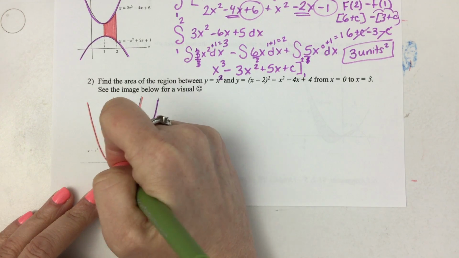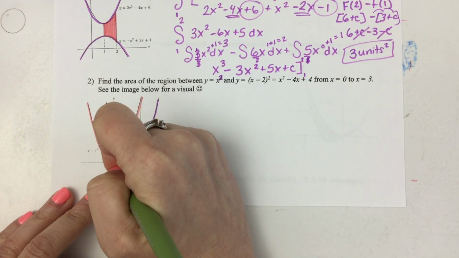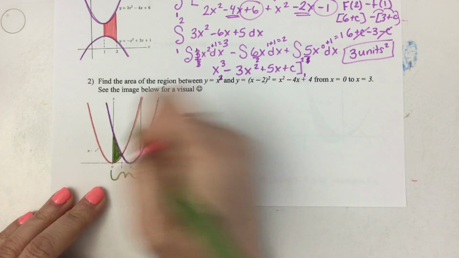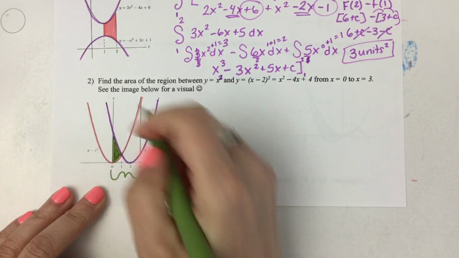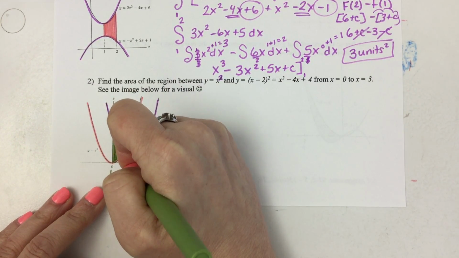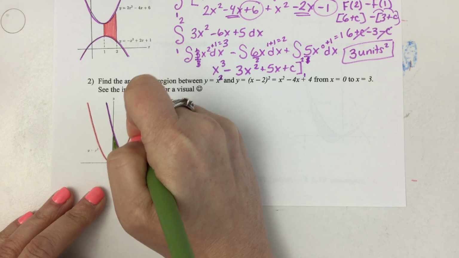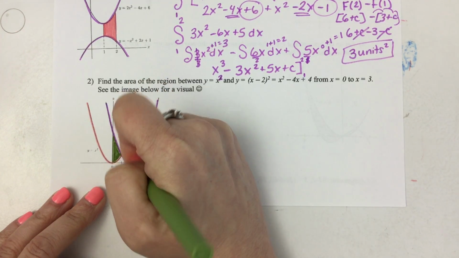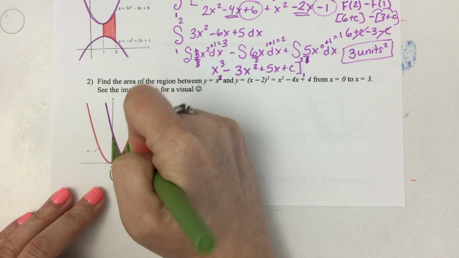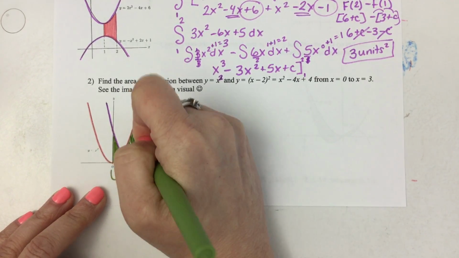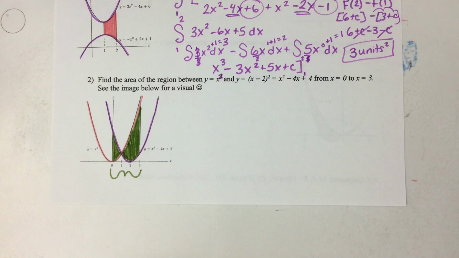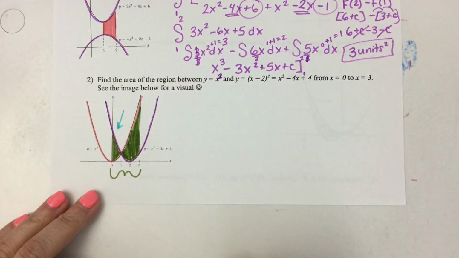Well, notice from 0 to 1, the purple curve is on the top. From 1 to 3, the peach curve is on the top. So the way we have to do this is we have to actually do the fundamental theorem of calculus two different times and then add those areas together. Okay, so the first one, let's worry about this piece right here.